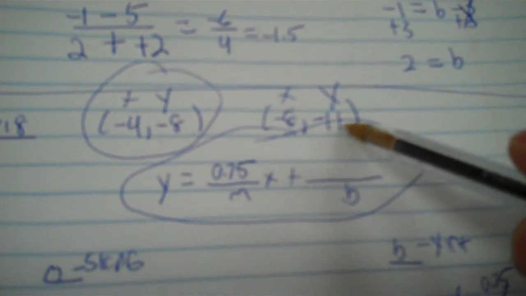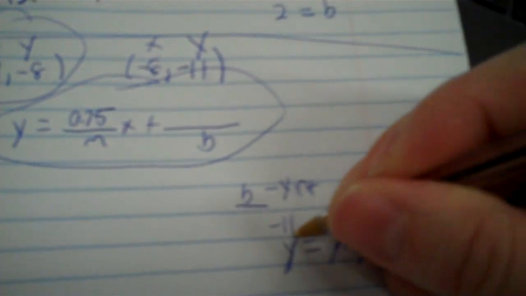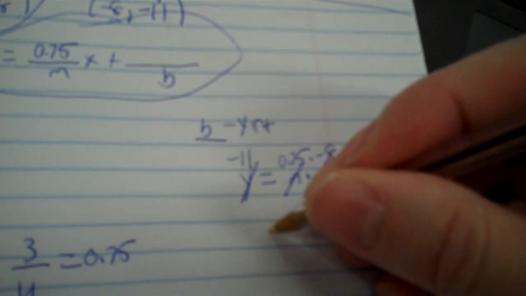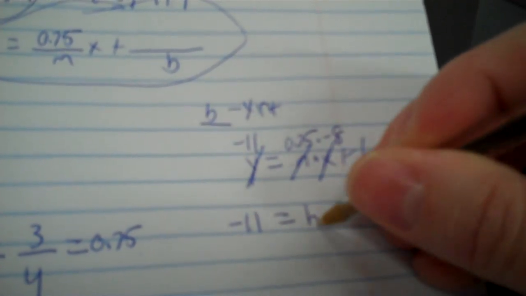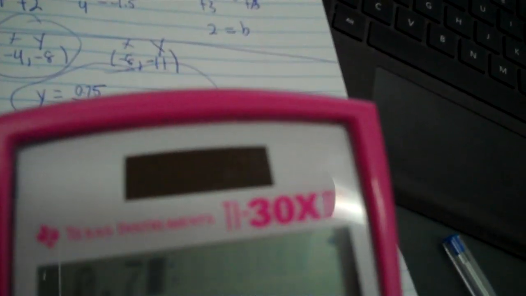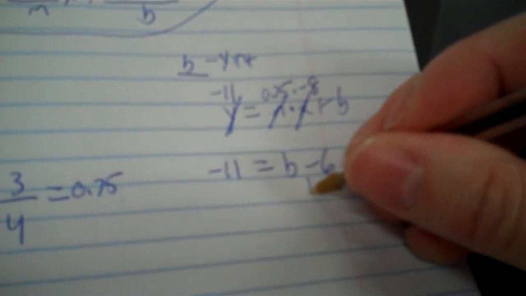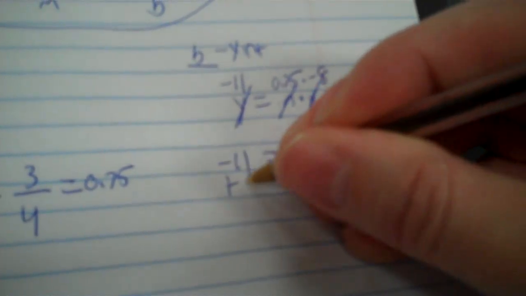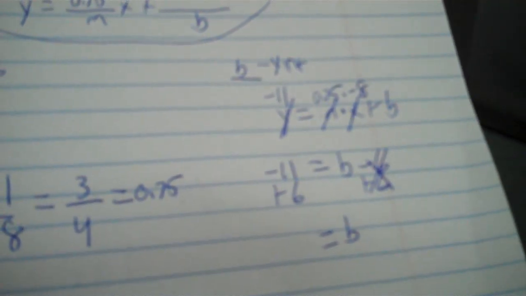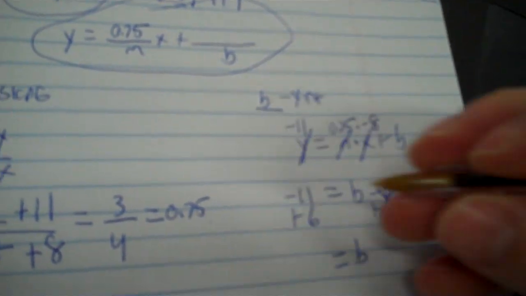And then you can use this or this. Again, I usually use the second one, -11 and -8. So you got -11, then write your B on the other side. Find the product, 0.75 times -8, so that means B minus 6. Then you would add 6. So -11 plus 6, -5.